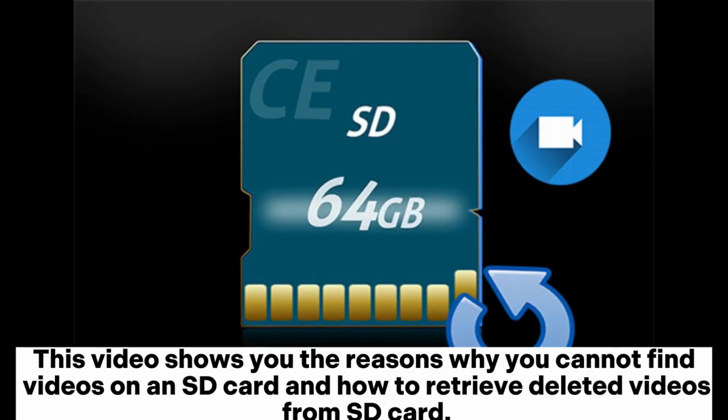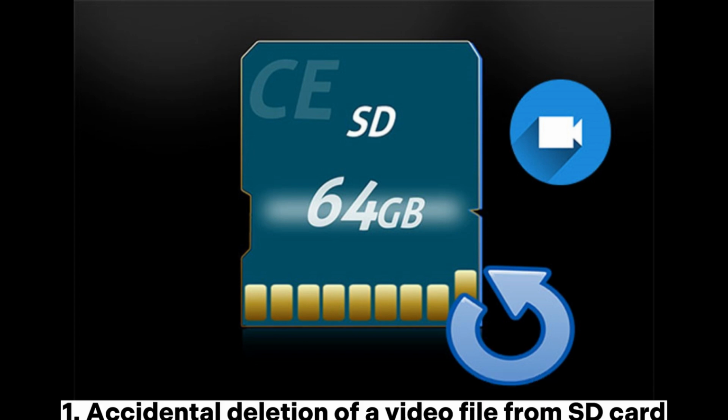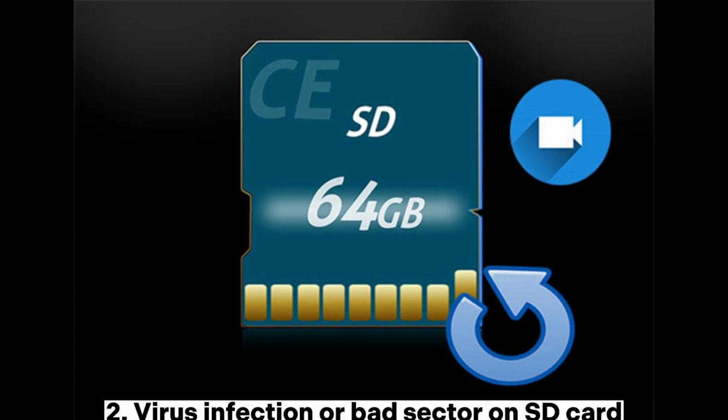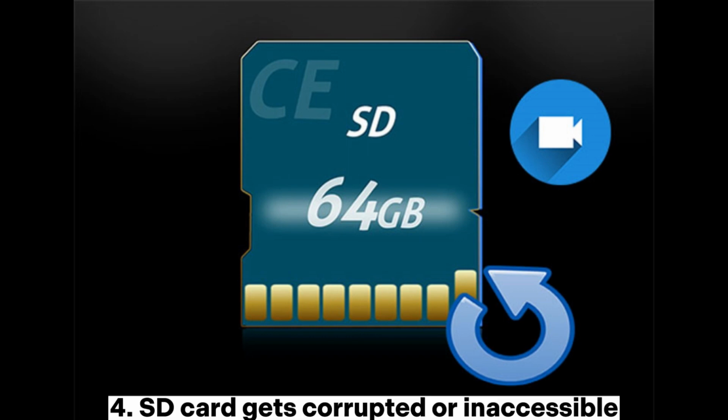This video shows you the reasons why you cannot find videos on an SD card and how to retrieve deleted videos from SD card. There are a lot of reasons why you cannot find videos on an SD card. 1. Accidental deletion of a video file from SD card. 2. Virus infection or bad sector on SD card. 3. Formatted SD card. 4. SD card gets corrupted or inaccessible.